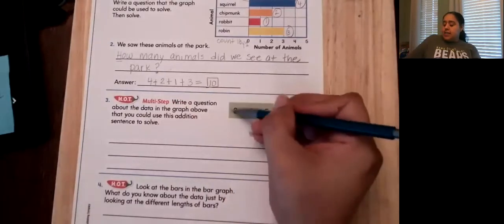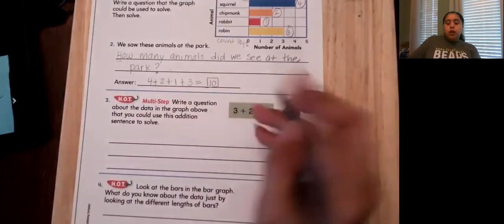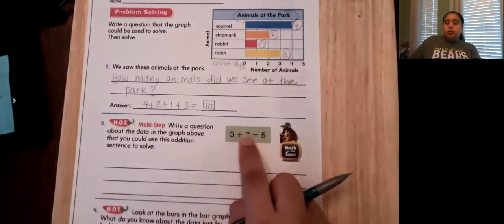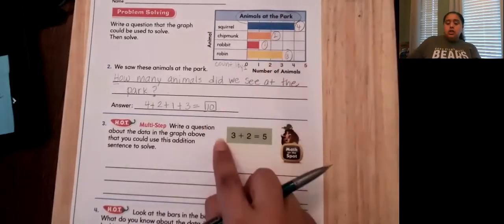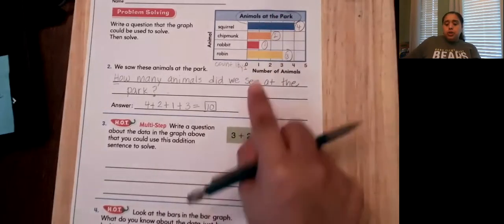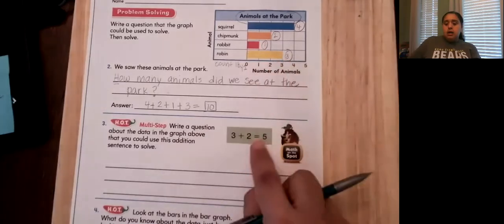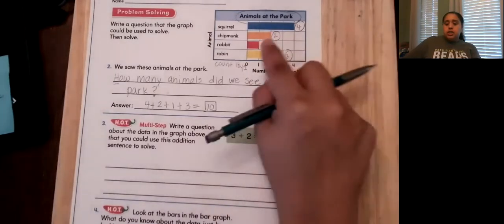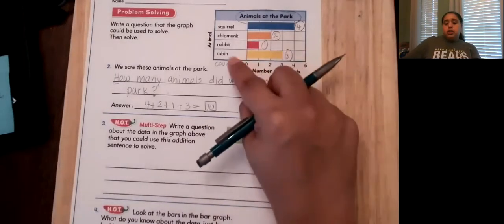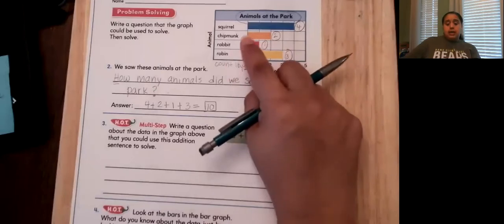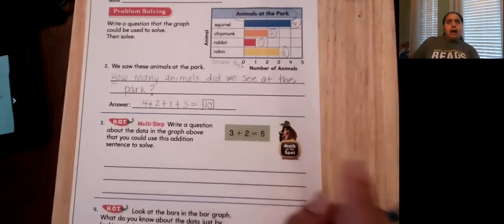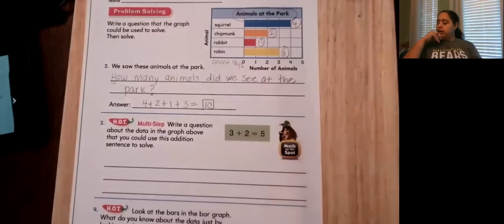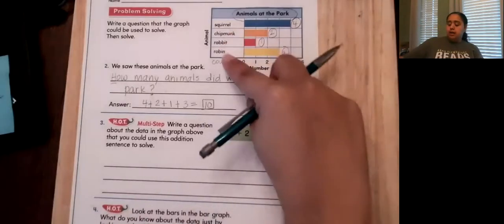Here, they gave us a number sentence. Now we have to write a question using this number sentence and using our graph. So we know we're going to use a 3, which is robin. We know we're going to use a 2, which is chipmunk. So our question is going to have robins in it, and it's going to have chipmunks in it. And then it says here that we're going to add them. So let's think, what question could we ask that adds chipmunks and robins?